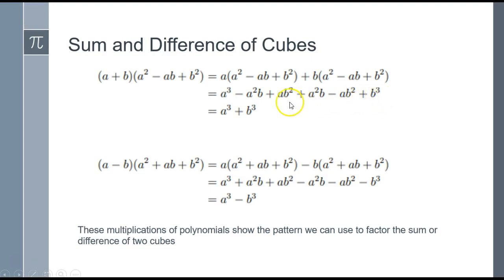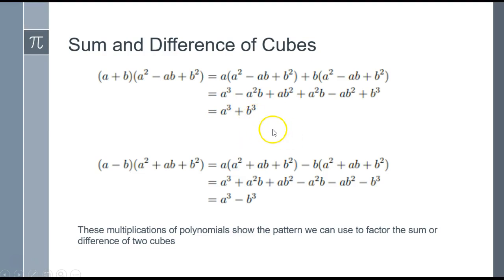And what you notice is that I have a minus a squared b and a plus a squared b. A squared b, they're like terms, so those will reduce to 0. And then I have a plus ab squared. Now this is not a like term to a squared b because the 2 is on a different variable, but it is a like term to this minus ab squared. You have an a to the first power, b to the second power, so those are like terms, and they cancel each other out to reduce to 0, and that leaves you with a cubed plus b cubed.